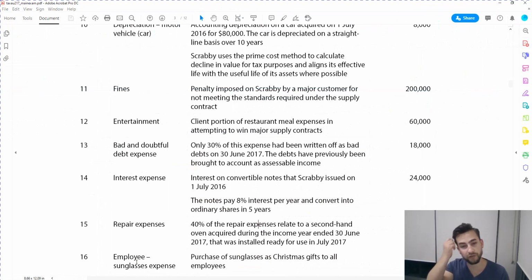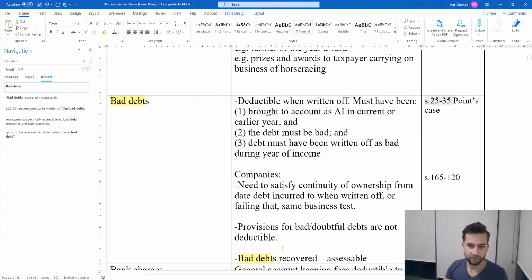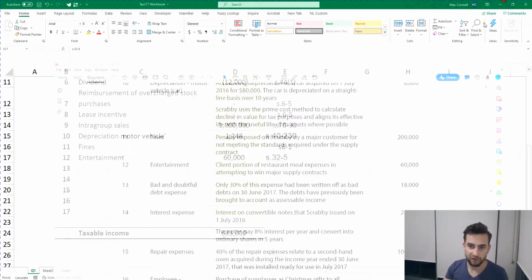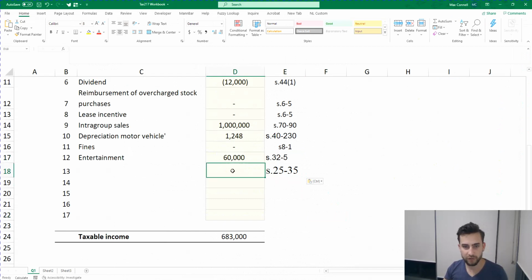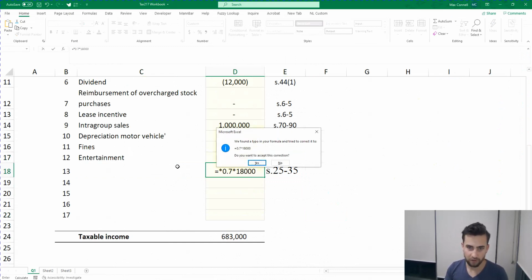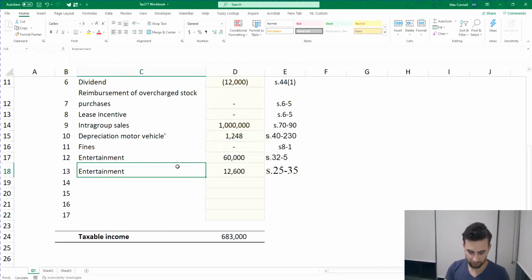Okay, so what do we know here? Number one, only 30% has been written off as bad debts, so that will be the deductible portion, and those debts have actually been included in assessable income, so we can satisfy that list of items per section 25-35. So what we can say is the whole $18,000 isn't deductible, but 30% of it is. So what do we need to do? We need to leave 30% in, but we need to take out 70%. So I'm going to go times 0.7 times 18,000. Yep, that's our answer there. Bad debt expense.